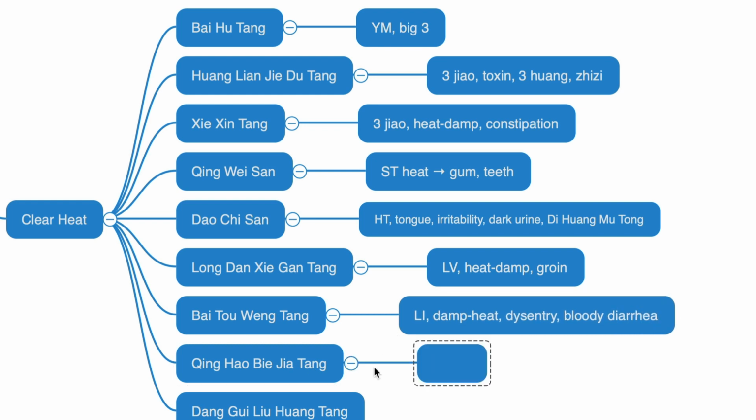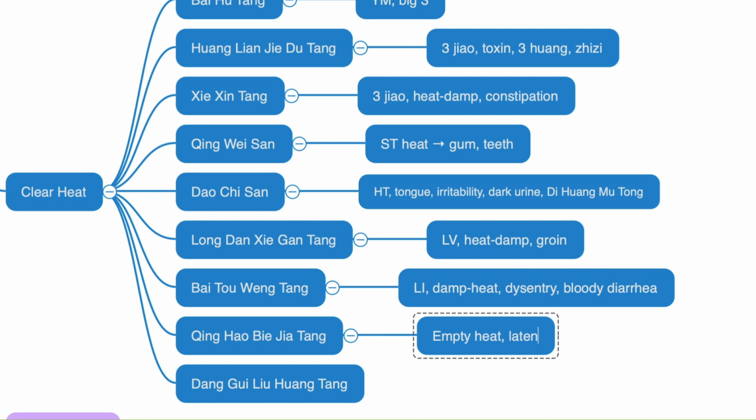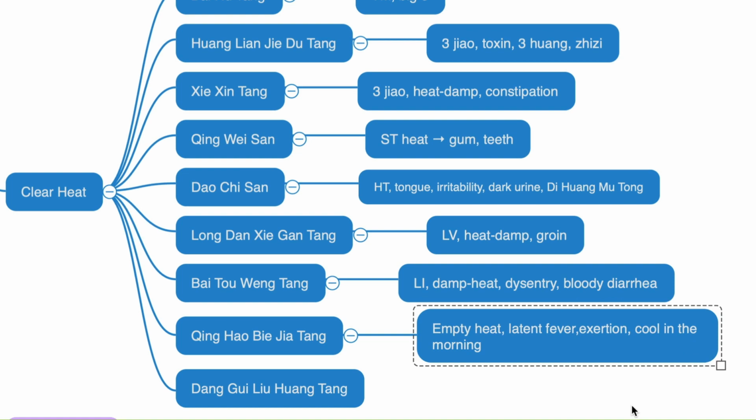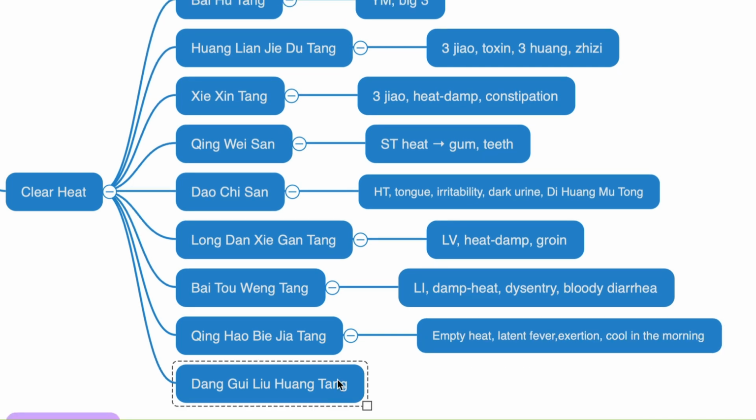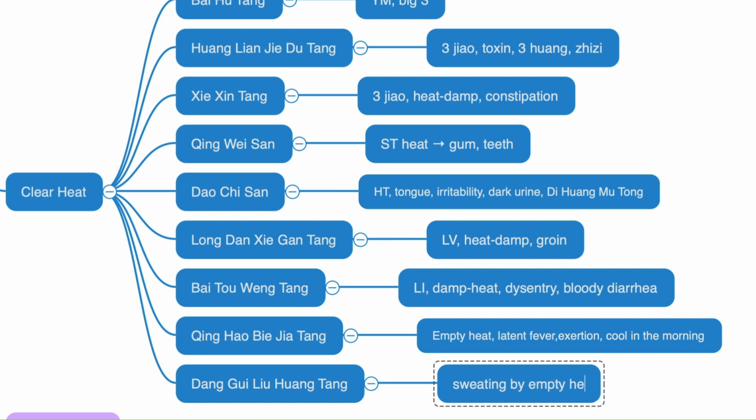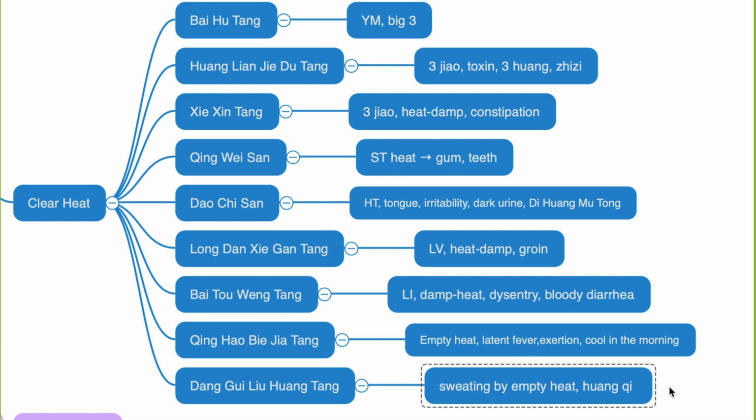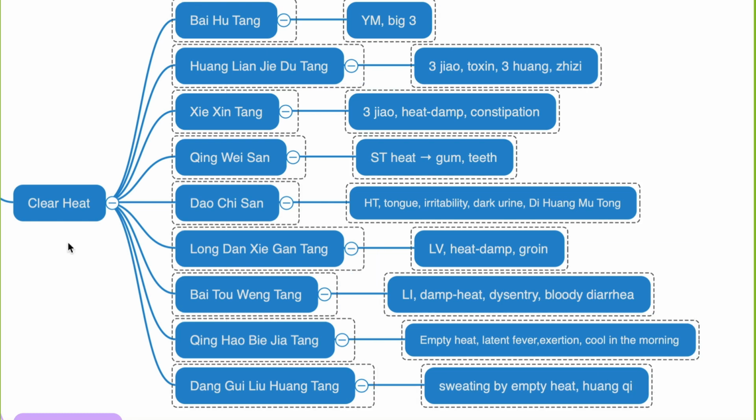And Qinghao Biejia Tang, empty heat. And keyword, latent fever. Exertion. Maybe cool down in the morning. Cool in the morning. And next, Danggui Liu Huang Tang, sweating. Sweating by empty heat, yin deficiency, empty heat. Danggui and 6 Huang, and Huangqi is the largest amount. So this is the one sentence summary I made with you, but I hope you can make your own summary.